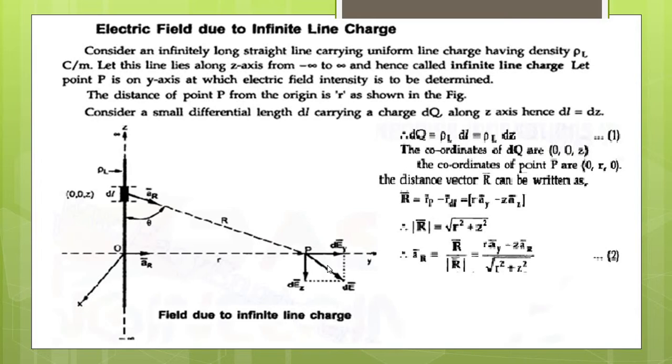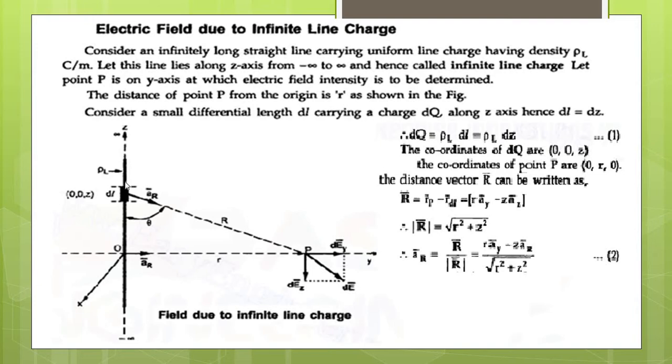Next we'll do the electric field intensity due to an infinite line charge. Here we'll consider an infinitely long line charge located on the z-axis from minus infinity to plus infinity, with a charge density of rho L coulombs per meter. We'll consider a point P where we need to find the electric field intensity. The distance between the origin and the point P we'll write as r.